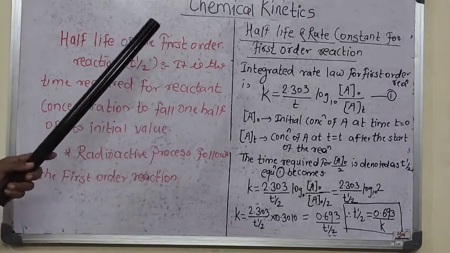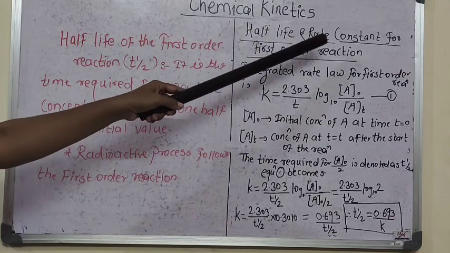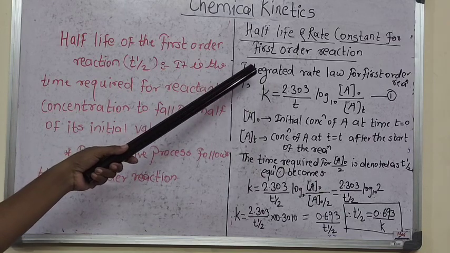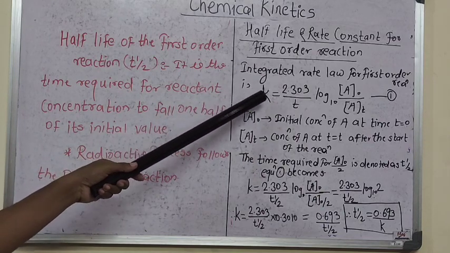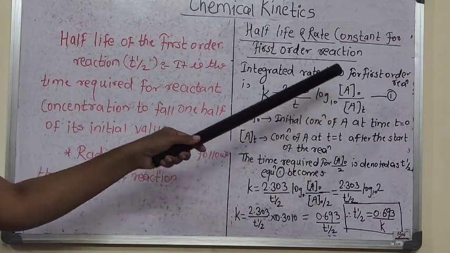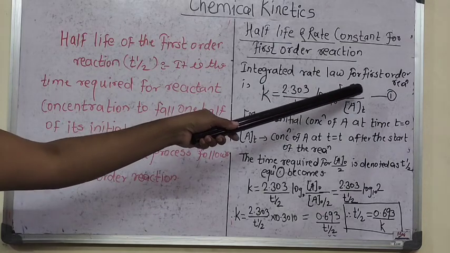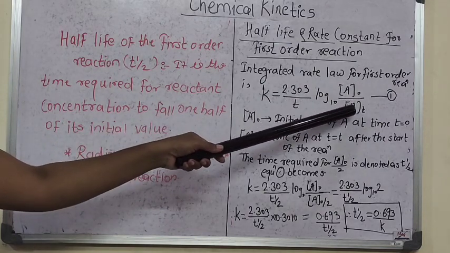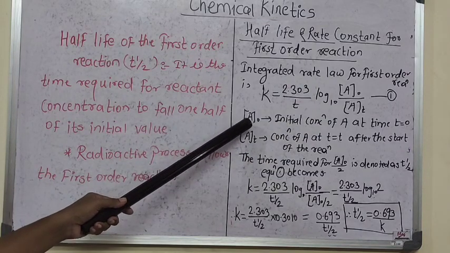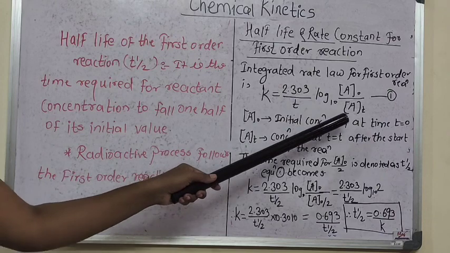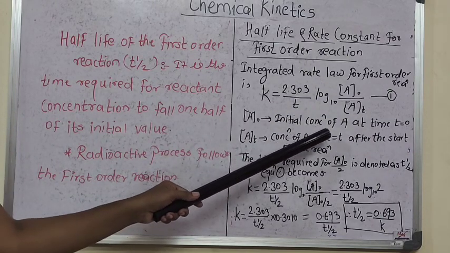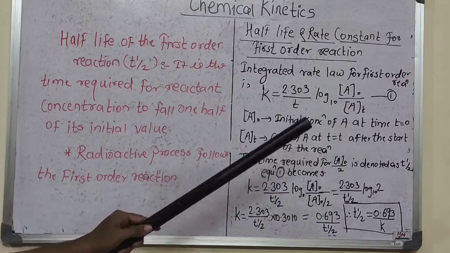And so we are going to see what is the half-life and the rate constant for a first order reaction. We know the integrated rate law for the first order reaction: k equals 2.303 upon t log to the base 10 of A0 upon At, where A0 is the molar concentration of A initially, at time t equal to 0, and At is the concentration of A at time t after the start of the reaction.